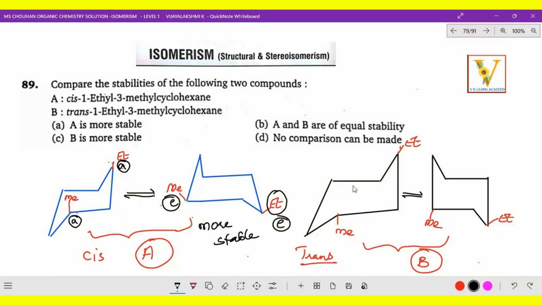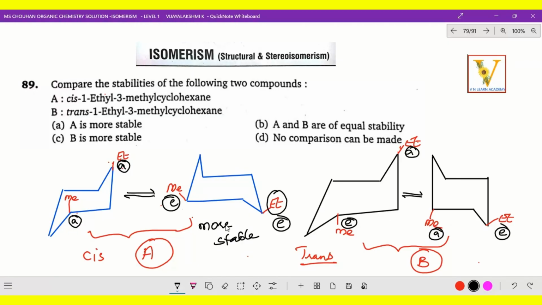Okay, now here trans 1 ethyl 3 methyl cyclohexane, and this one here is equatorial. So both have to be equatorial. Now this is axial of course, and is this axial or equatorial? Come on, this is equatorial. So axial and equatorial, and this one of course, 100% as you mentioned, is equatorial only, and is this equatorial or axial? 100% it is axial only. So axial and equatorial, or axial, both are not stable.